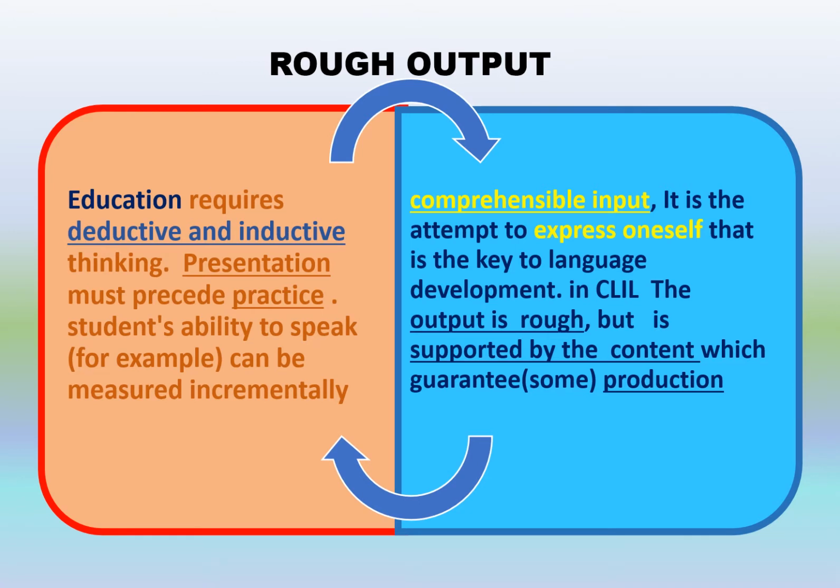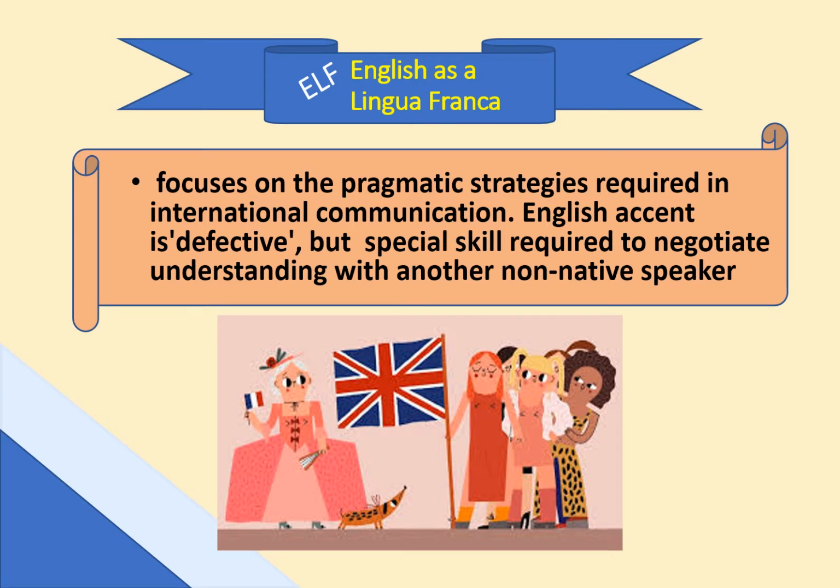Education requires deductive and inductive thinking. Comprehensible output is the attempt to express oneself. CLIL output is raw, but it's supported by the content with guaranteed productions. English as a lingua franca focuses on pragmatic strategies required in international communication. An English accent may be seen as defective, but special skills are required to negotiate understanding with other non-native speakers.